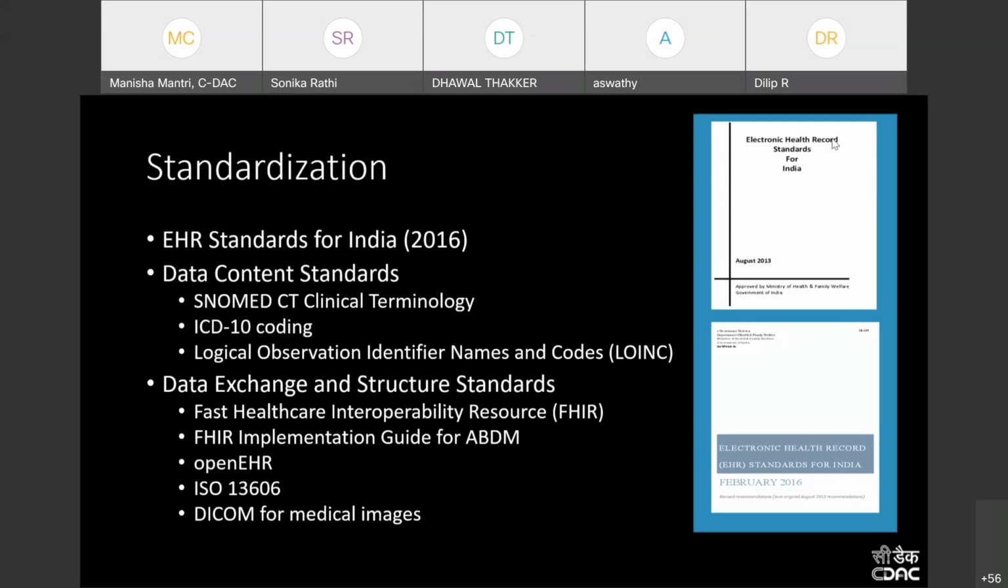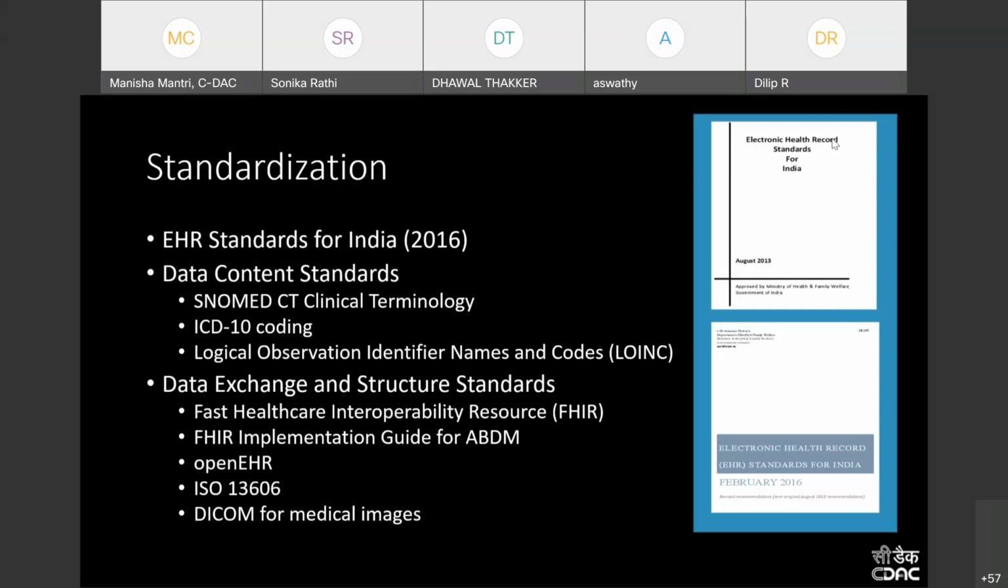And a few other standards like OpenEHR, ISO 13606, which is the standard for sharing of data, and even the DICOM standard for medical images. So all these standards have been recommended, and more and more hospitals and government programs are demanding healthcare software and applications which are standard compliant. So that is an added advantage in India, and I think a lot of initiative is already there abroad.